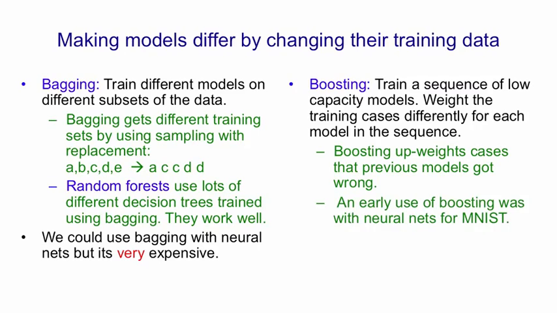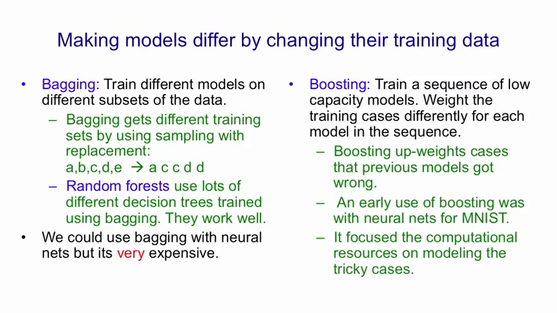An early use of boosting was with neural nets for MNIST, and there, when computers were much slower, one of the big advantages was that it focused the computational resources on modeling the tricky cases and didn't waste a lot of time going over easy cases again and again.